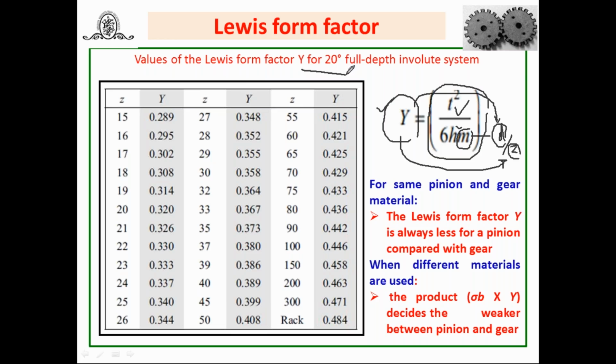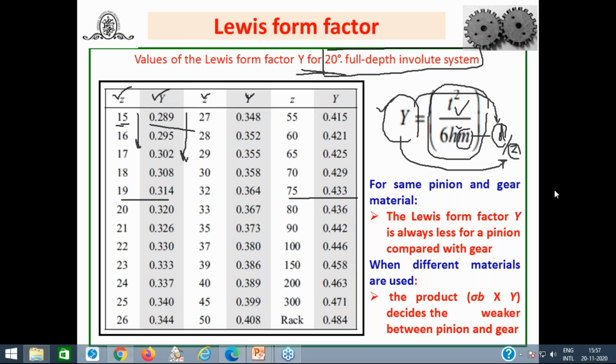Therefore, here I have taken the data from the data book. For Lewis form factor for the 20-degree full depth involute system, look at it: Z means number of teeth, Y means Lewis form factor. For 15 teeth, 0.289; 19 teeth, 0.314; 75 teeth, and so on. As the number of teeth increases, the value of Y, the Lewis form factor, also increases. Depending on the number of teeth, the value of the Lewis form factor that we have to take by using this data book, or any data book you can refer to. So you will get the value of the Lewis form factor.